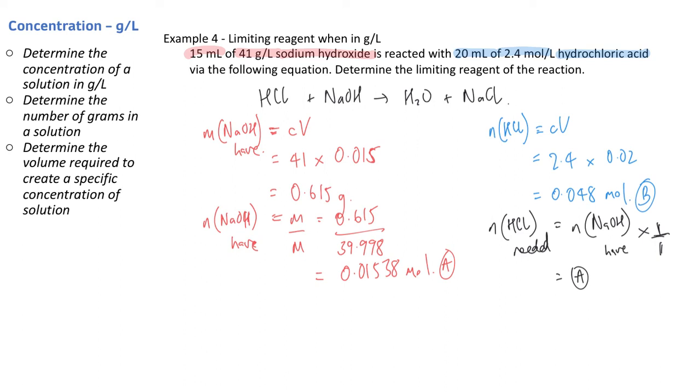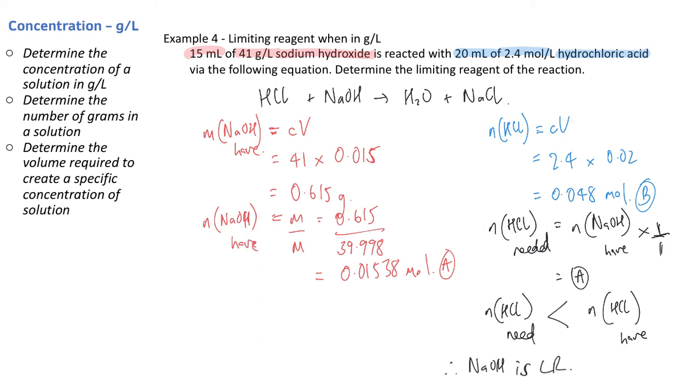Once we know that, we can ask how much hydrochloric acid we need compared to how much hydrochloric acid we have. We're comparing this number with this number, and the amount that we have is much more than we need. That's how much we have compared to how much we need. Actually, it's this one there, but it's the same number. So we have much more than we need. Therefore, the sodium hydroxide is the limiting reagent.